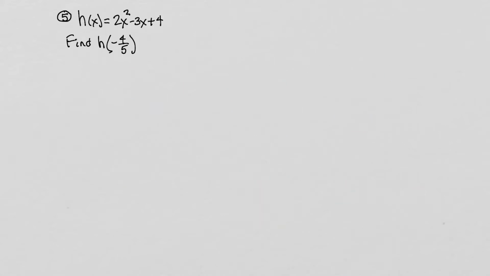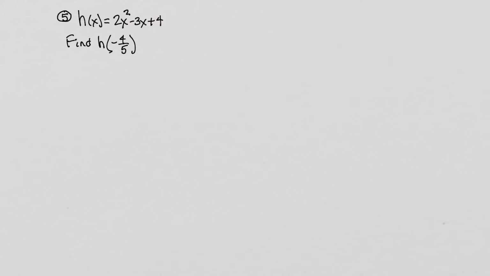Well, we've taken it up a notch here in number 5. Here's a function. We're calling it h. The independent variable is x. So we're saying that the output depends on x. And here's what we do to get the output. We'll do this to x, square it, multiply by 2, subtract 3 times the x, and then add 4. And what we're asked to do is input negative 4/5 into here, do all this work, and see what we get out.